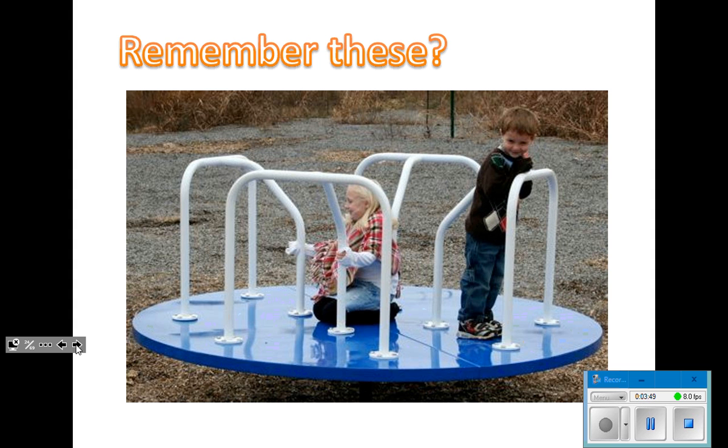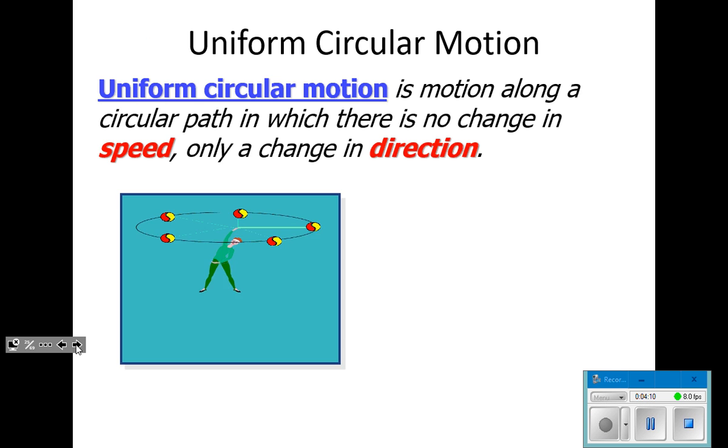They've been something that you played on. So these merry-go-rounds, actually, we can talk a lot about circular motion. And if you think about it, the person on the outside has to travel this further distance in the same amount of time. So the person on the outside is always going a faster speed than the person on the inside. So when we're talking about uniform circular motion, this is the motion along a circular path where there's no change in speed, just a change in direction.